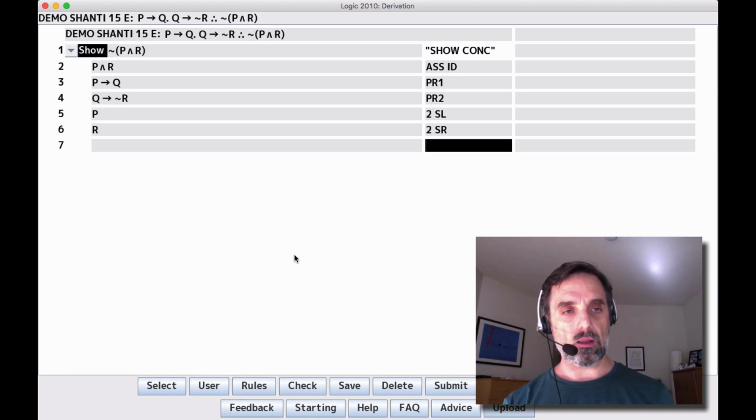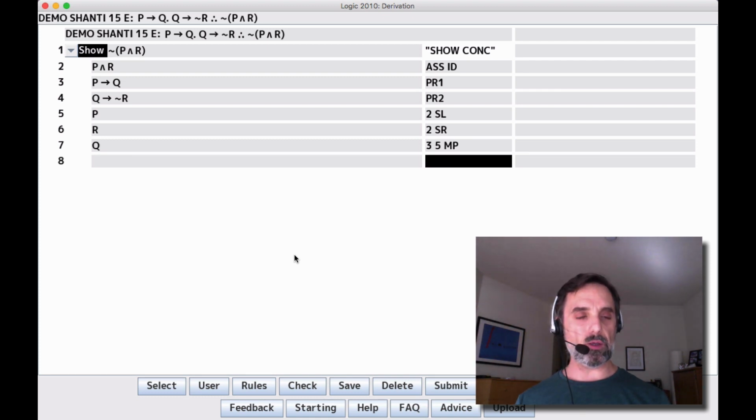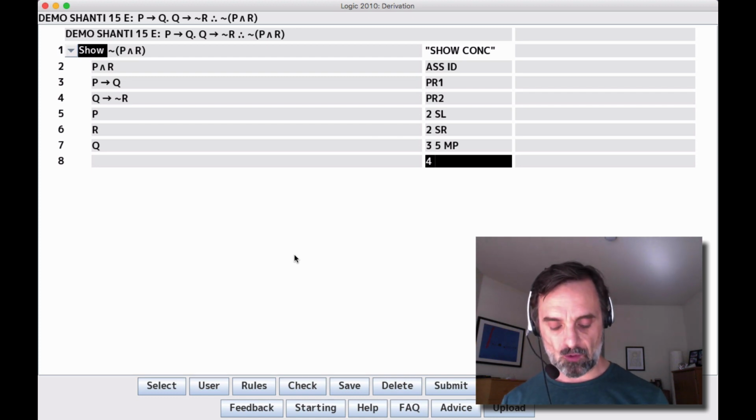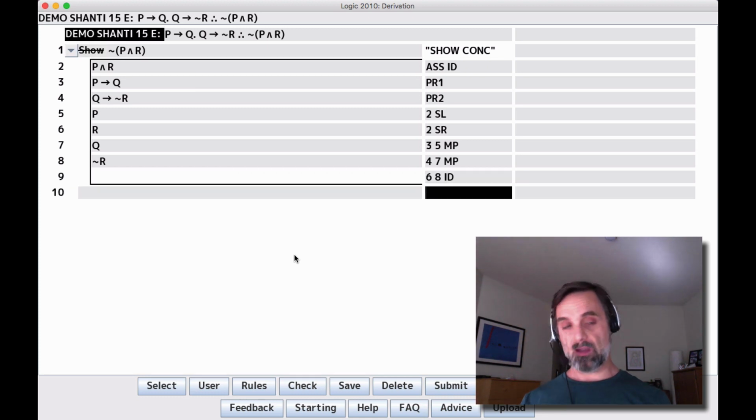Yes, we can. Line 3 is a conditional. Its antecedent is P, so we need P for modus ponens, and we have that on line 5. So we can say 3, 5 modus ponens. We get Q. Now, we've used 2 and 3. Now we want to see if we can use 4. There are actually two things we can do with 4. We could do modus ponens with 4 and 7, or we could do a double negation with 6 and then do MT. So let's first do it with the modus ponens way. So we'll say 4, 7, MP, and we get not R. Oh, hey, we have a contradiction with 6 and 8. So we're done. That's pretty nice.